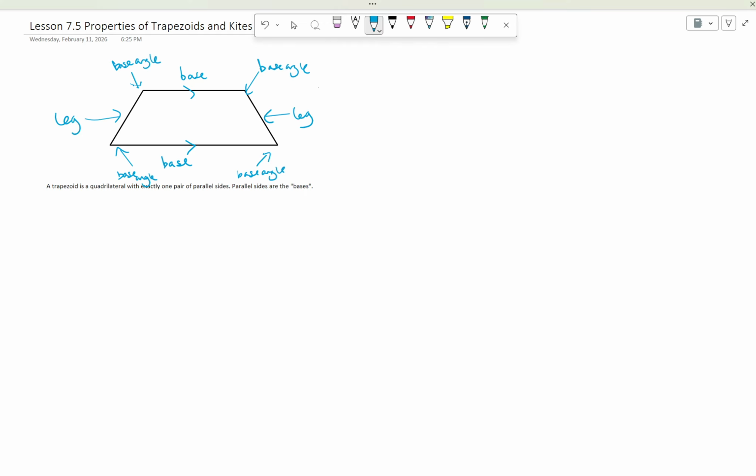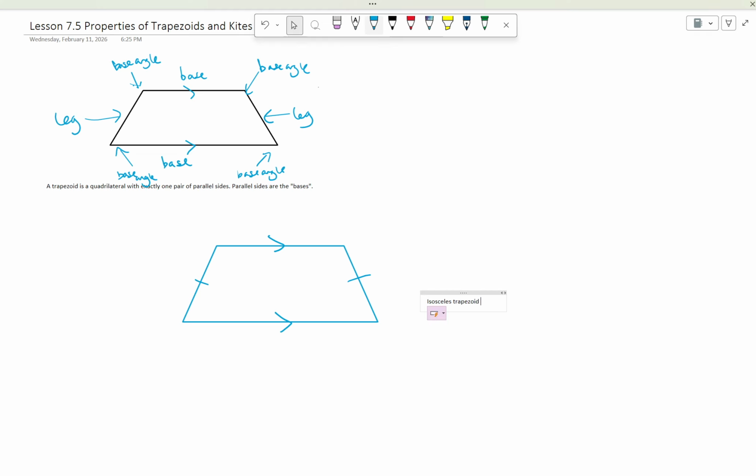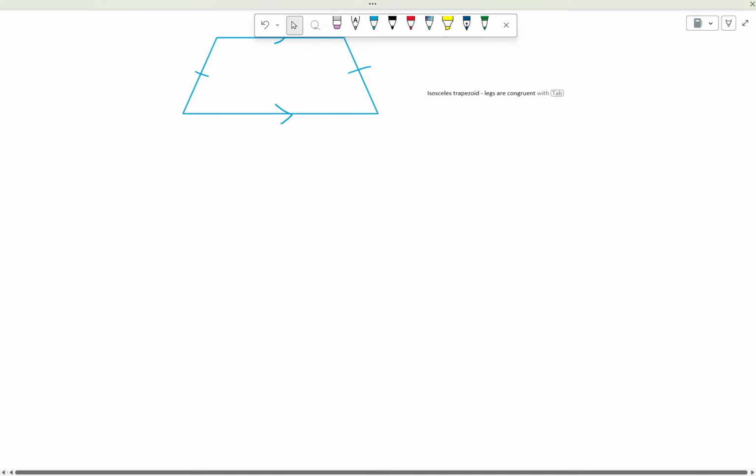All right. We can have a specific type of trapezoid. This is one we're going to actually discover. It's a trapezoid, but if our legs are congruent, this is what's called an isosceles trapezoid, where the legs are congruent. Pretty straightforward. So now let's examine the proof of doing this as we calculate.